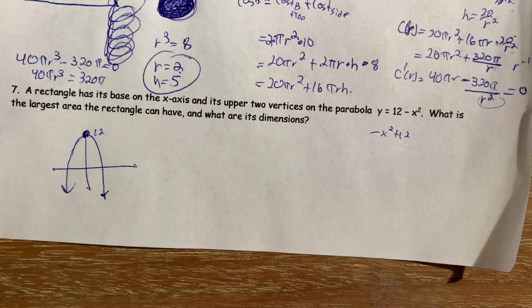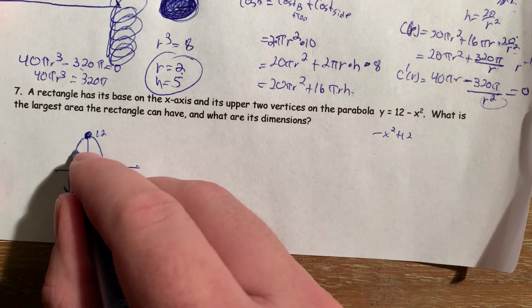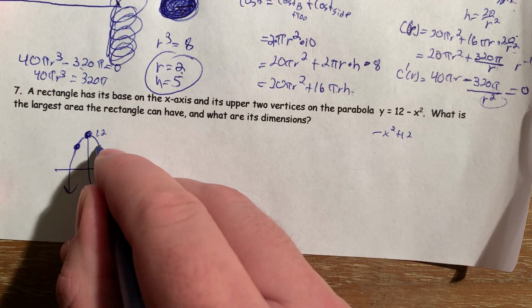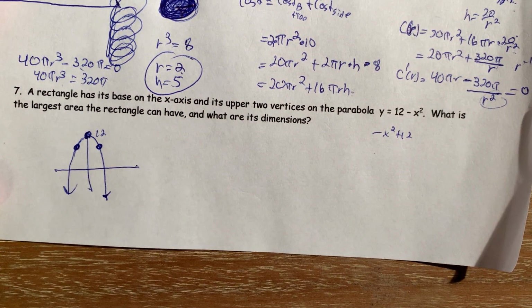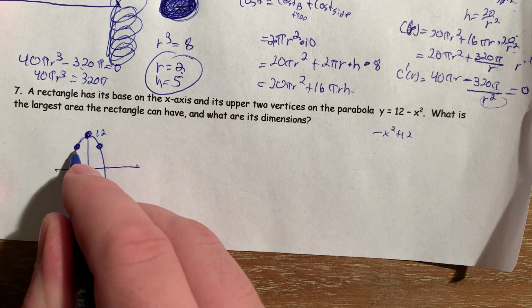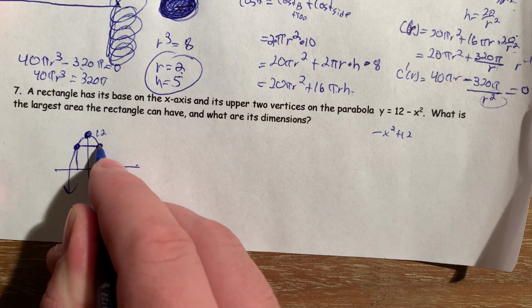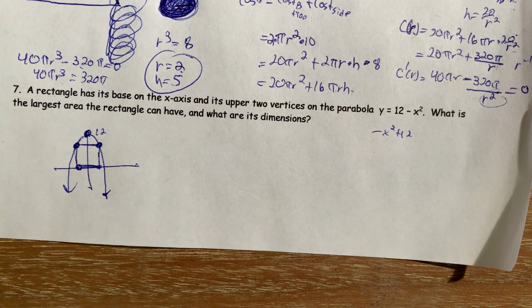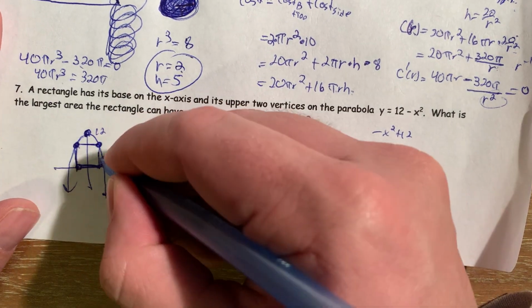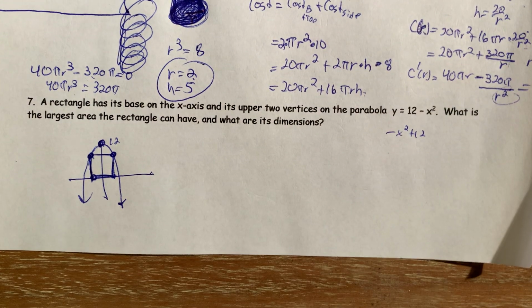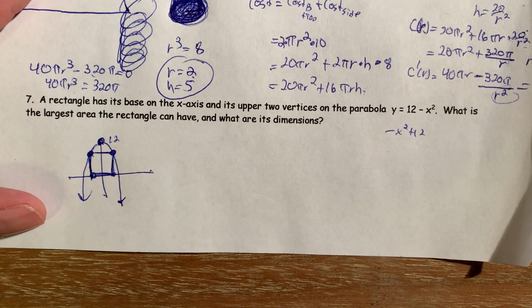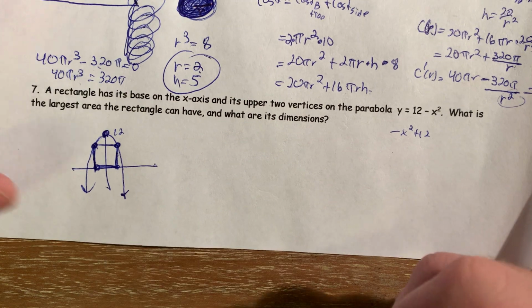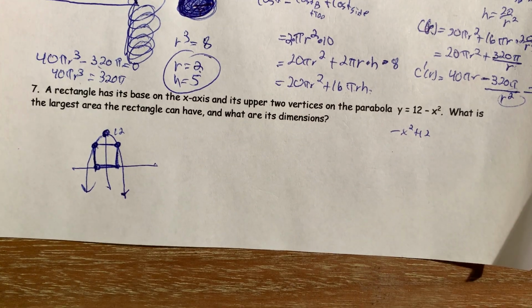Okay, so there's this parabola, and it says there's a rectangle that has its upper vertices on that parabola and has its base on the x-axis. So it has to look like this. So there's some kind of rectangle. Mine kind of looks like a square, which maybe is the answer. I don't know. Okay, what is the largest area this rectangle can have, and what are its dimensions?